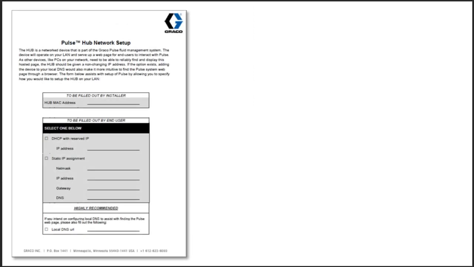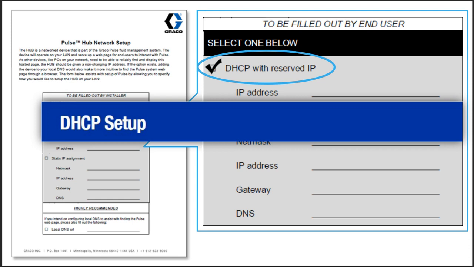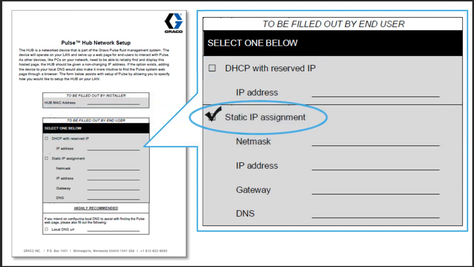The customer's IT group will decide how they'd like to set up the hub by completing this section of the form. If they complete the DHCP with reserved IP section, you will follow the DHCP setup steps. If they complete the static IP assignment section, you will follow the static IP setup steps.